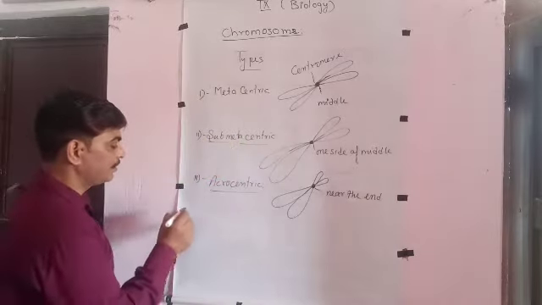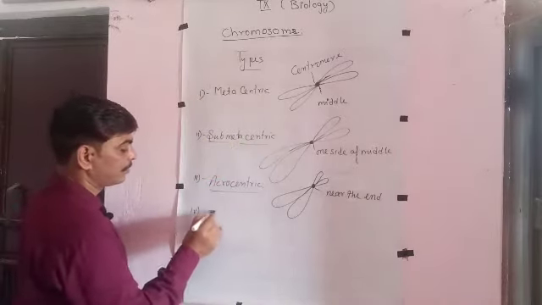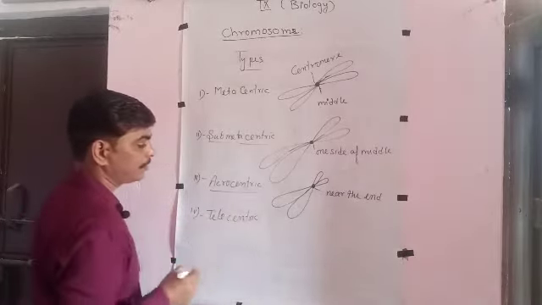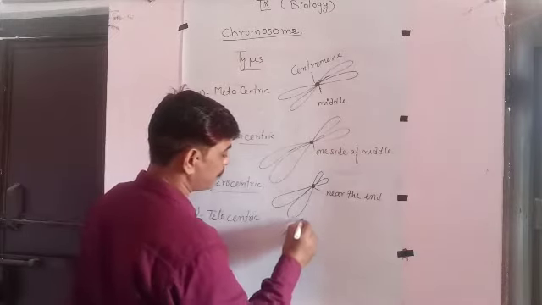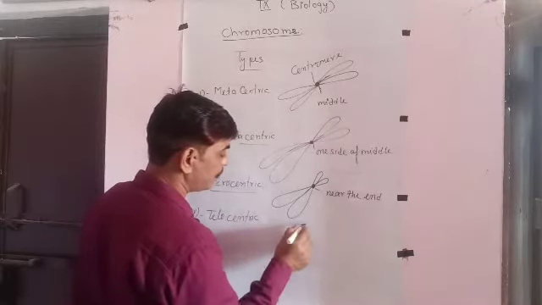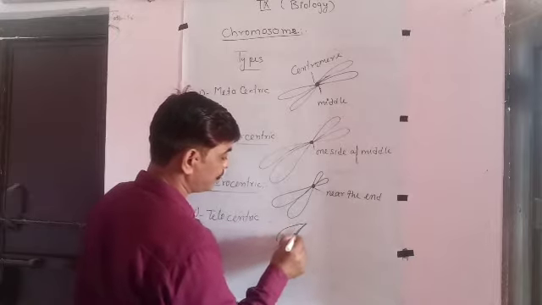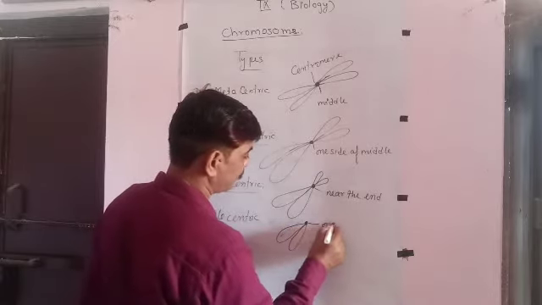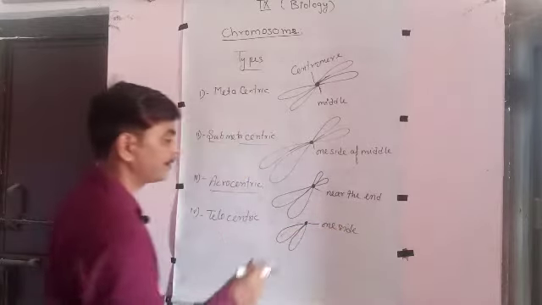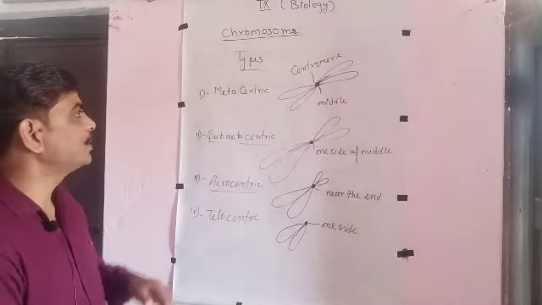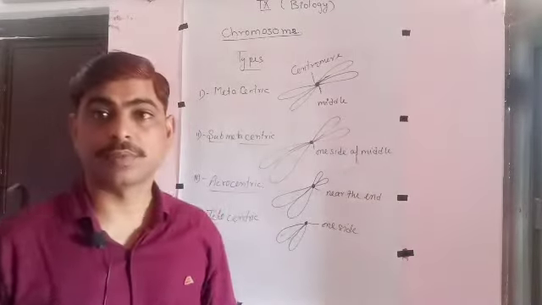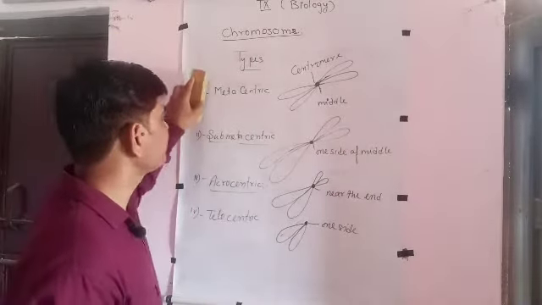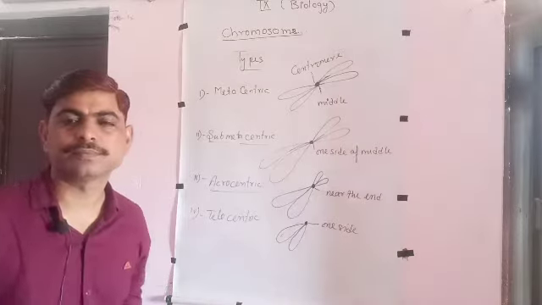And fourth is telocentric, and in this telocentric the arms lie on only one side, in this way. This is the centromere. These are the four types of chromosomes on the basis of the position of the centromere. You can take a screenshot if you want.